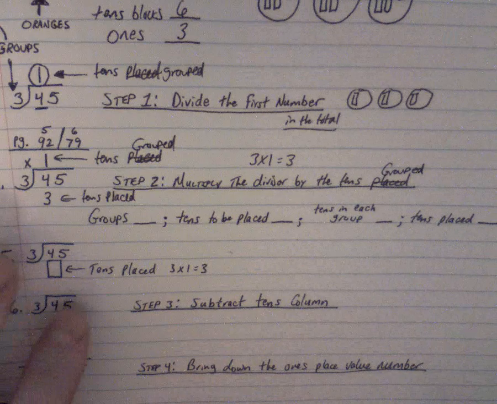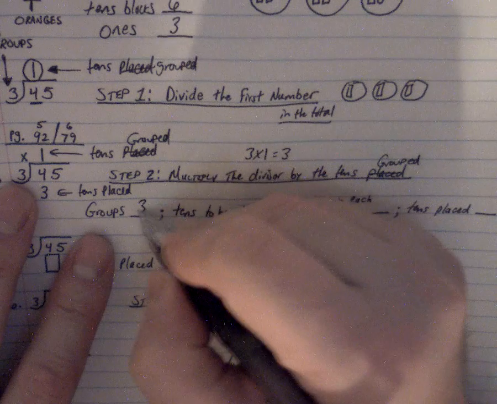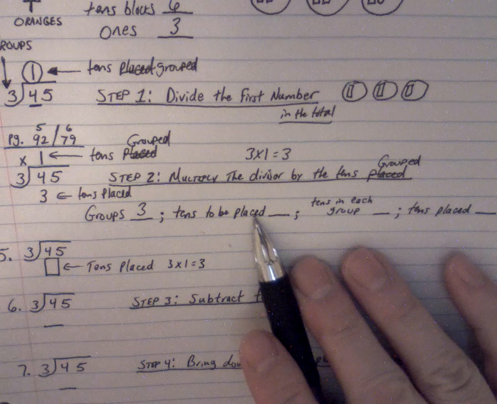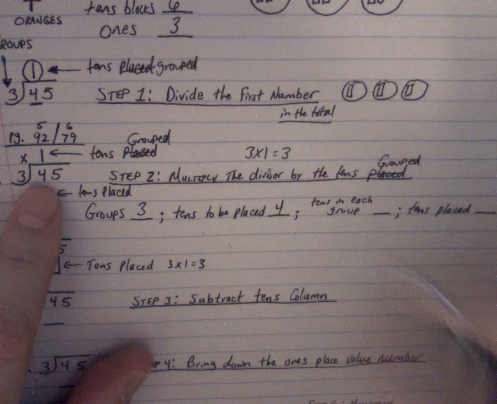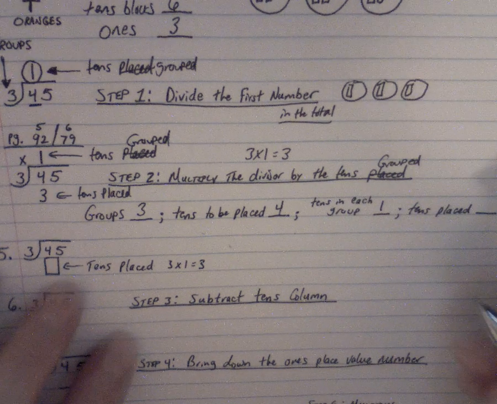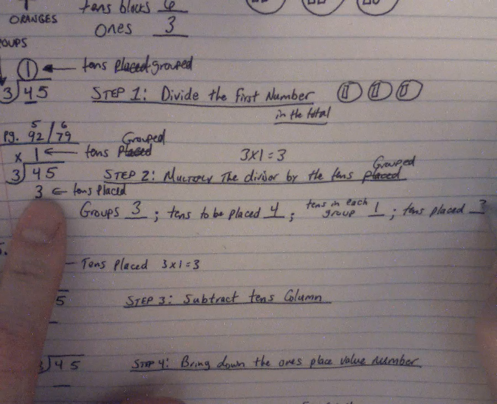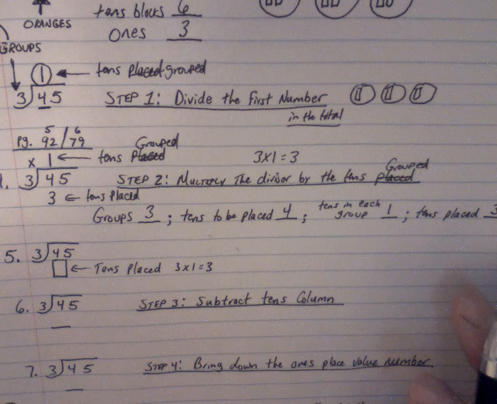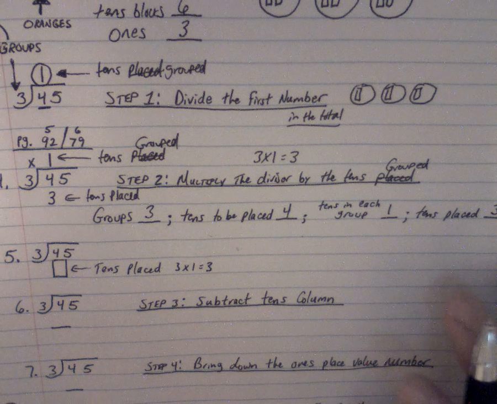Okay, so let's recap. How many groups do we have? We have 3 groups. How many tens are to be placed? Okay, how many are in our tens place value column? 4. How many tens are in each group? We have 1. And how many tens were placed all together? We had 3. Okay, so step number 2 is complete. Step number 1 is divide. Step number 2 is multiply the divisor by the tens grouped.